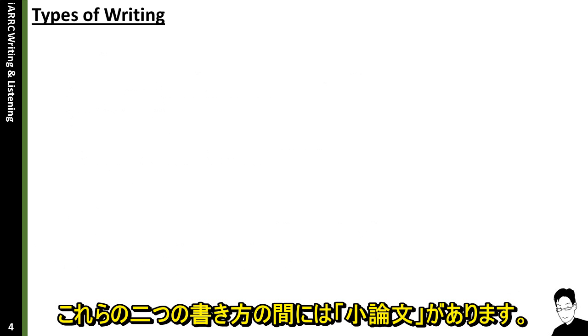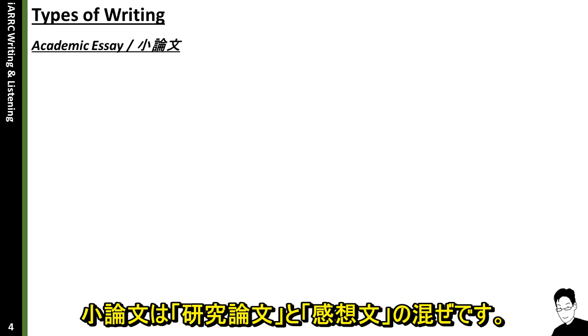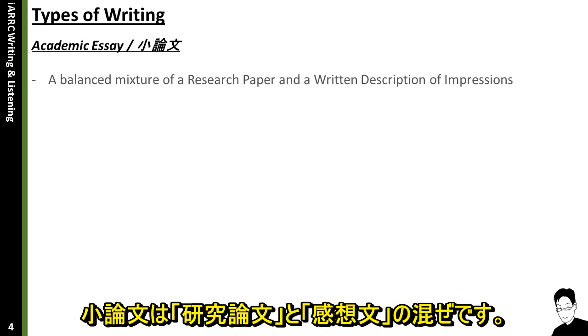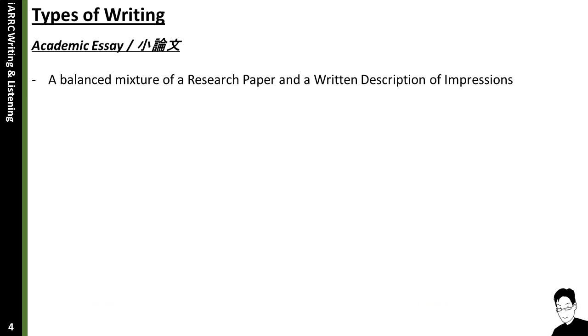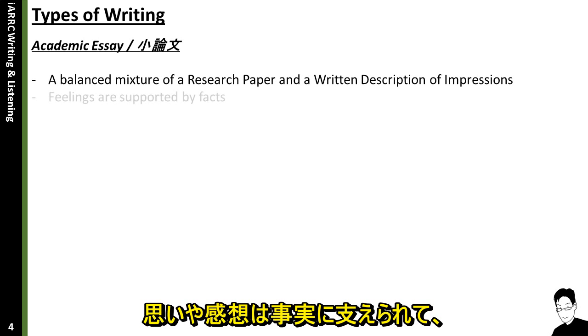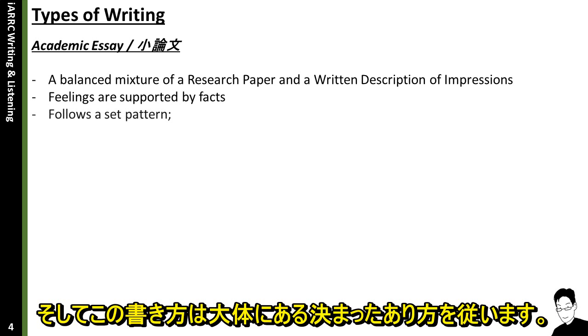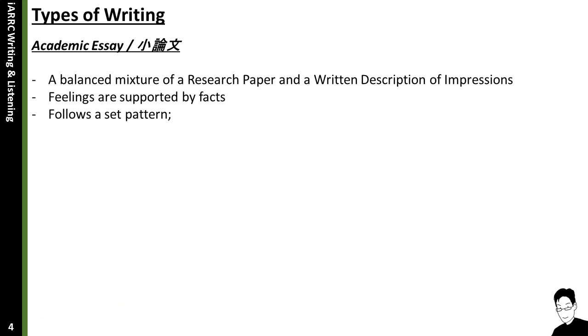In between these two types of writing, we find the academic essay. An academic essay is a balanced mixture of a research paper and a written description of your impressions. Feelings are usually supported by facts in these academic essays, and they also follow a set pattern.